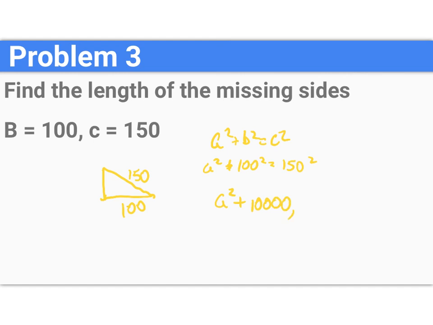And 150 squared should be what? 22,500. Okay, subtract 10,000 from both sides. a squared equals 12,500. Take the square root of both sides.